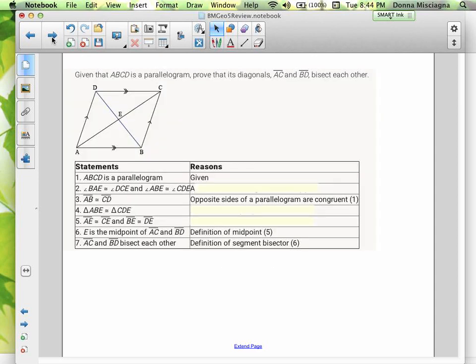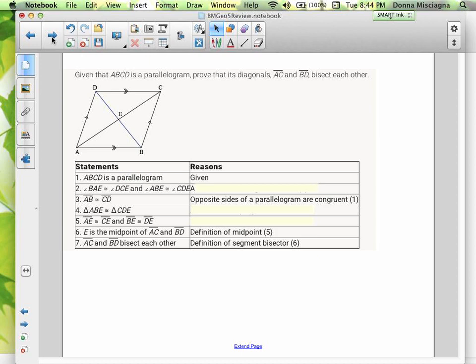Here I filled in some of the reasons. We'll fill in the other ones on your notes. We're given that ABCD is a parallelogram. We want to prove the diagonals AC and BD bisect each other. So we're trying to prove that, so we cannot state that because it's a parallelogram, and it's a property of parallelograms that the diagonals bisect each other. Can't state that.